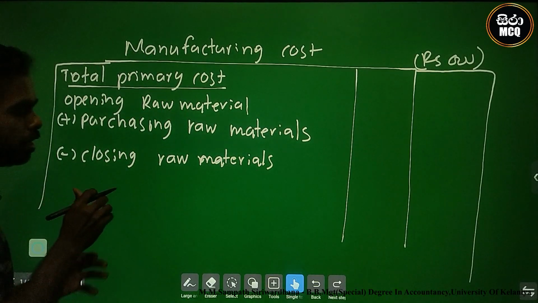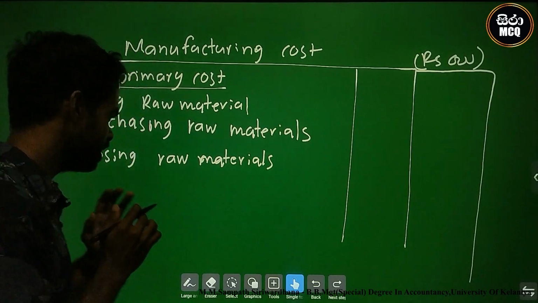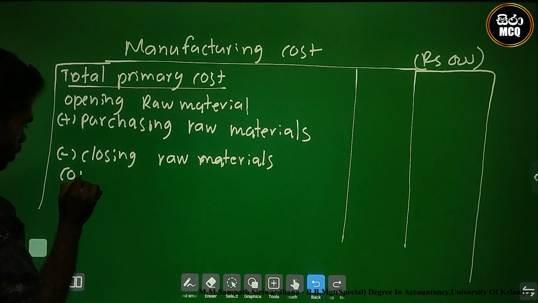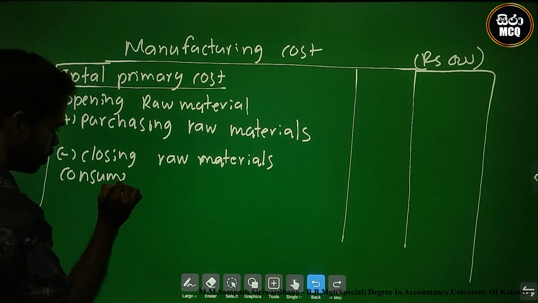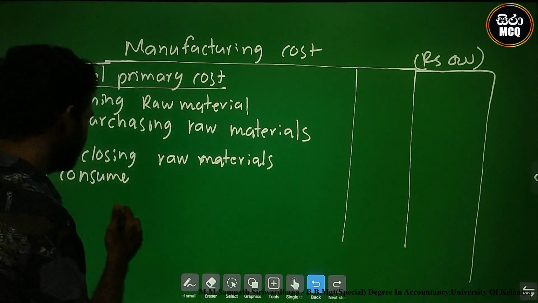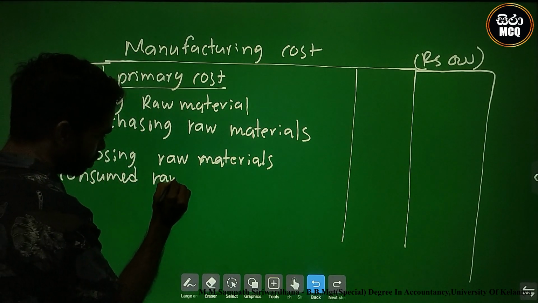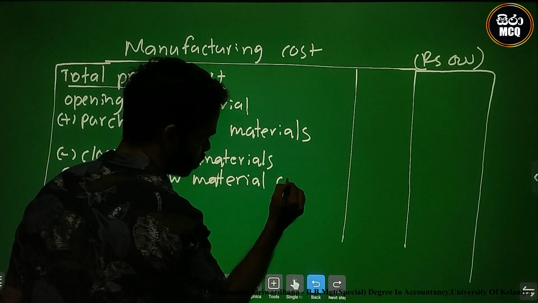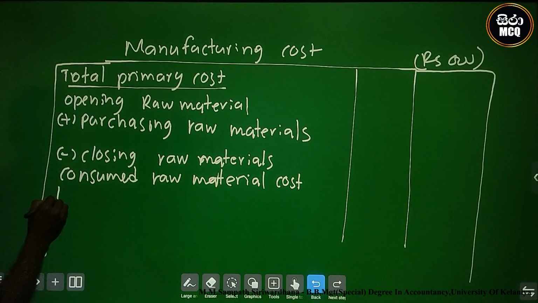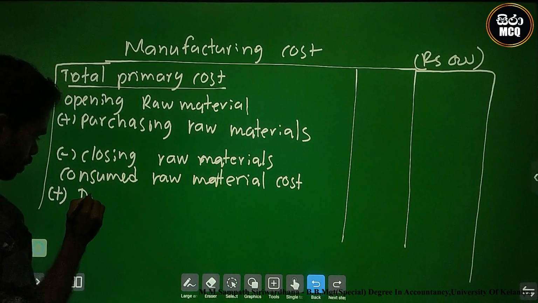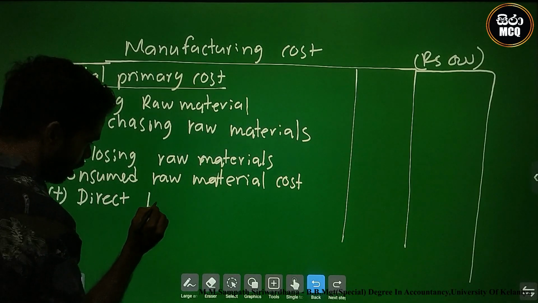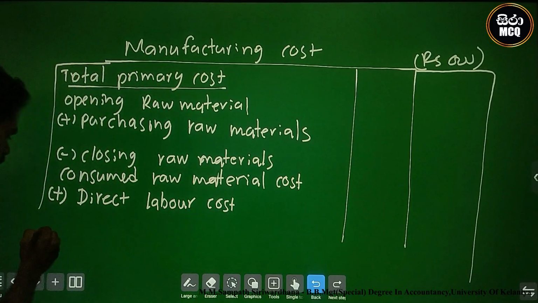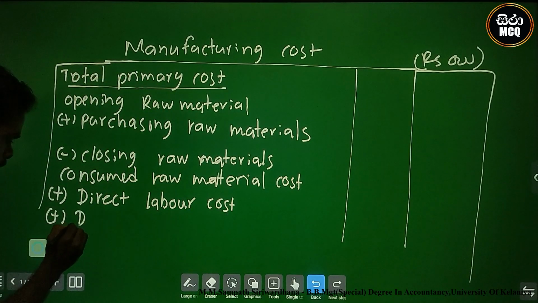At this time we can calculate the raw material cost. This is the consumed, means used, raw material cost. After that we must add direct labor cost and add direct other cost.